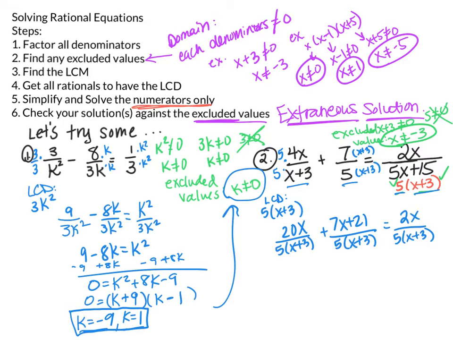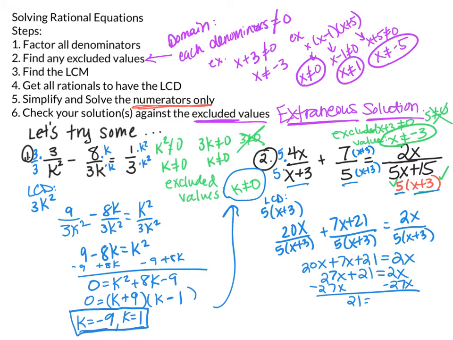Now I'm going to look at this: 20x plus 7x plus 21 equals 2x. So let's go ahead and simplify that. I'm going to combine my like terms. I'm going to have 27x plus 21 equals 2x. I'm going to move this 27x to the other side. So I'm going to get 21 equals negative 25x. Divide by that negative 25.